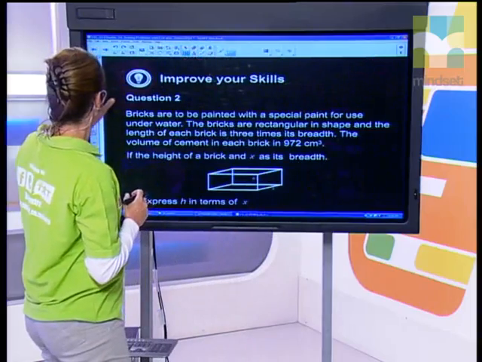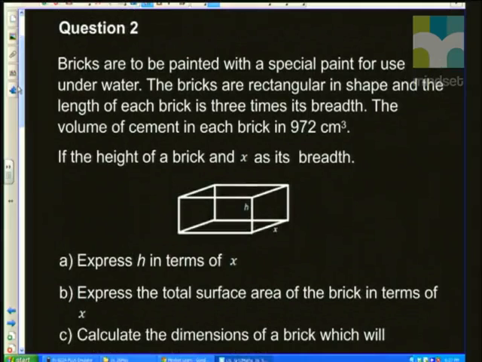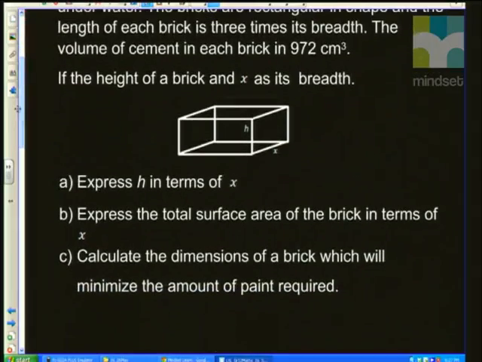Let's have a look at the next one and see what we can do here. Right, bricks are to be painted with a special paint for use underwater. The bricks are rectangular in shape, and the length of each brick is 3 times its breadth. The volume of cement in each brick is 972 centimeters cubed. Sorry, I'm getting confused. h is your height, x is your breadth.